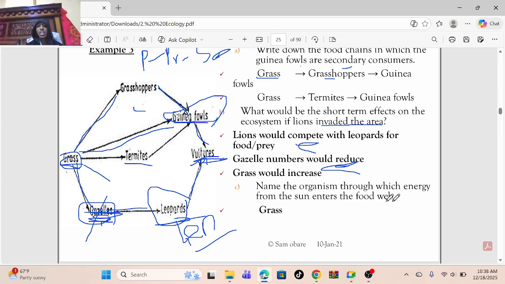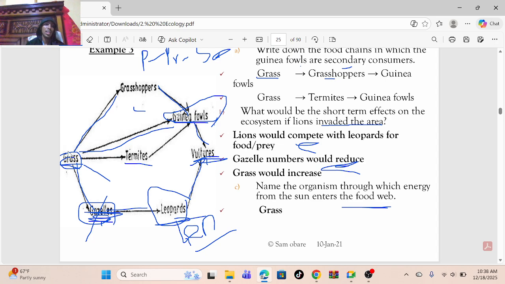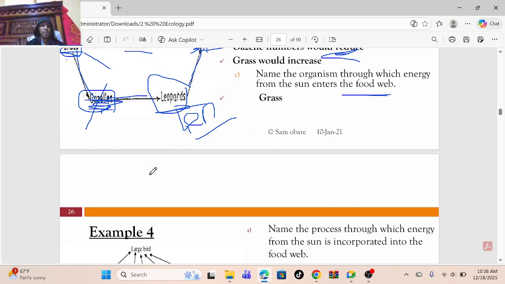Name the organism through which energy from the sun enters the food web. Energy from the sun enter wapi? Enter the plant, and the plant is the grass. So inakuwa hivi.